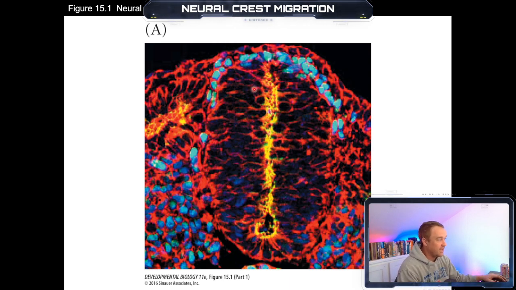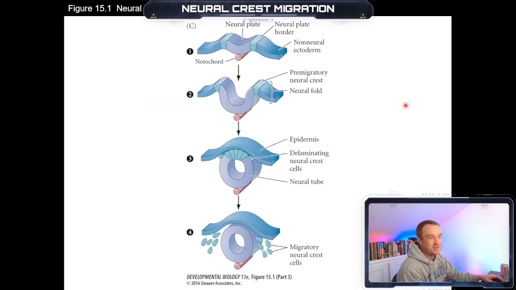So when the skin, hold on a second. It's because I'm on the wrong thing here. All right, let's go to the next picture.